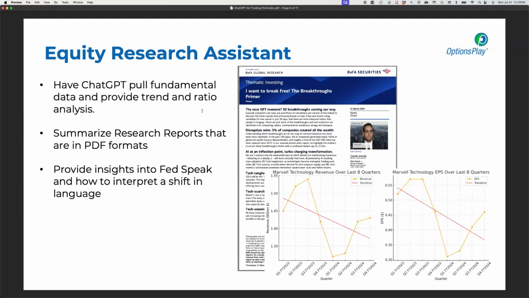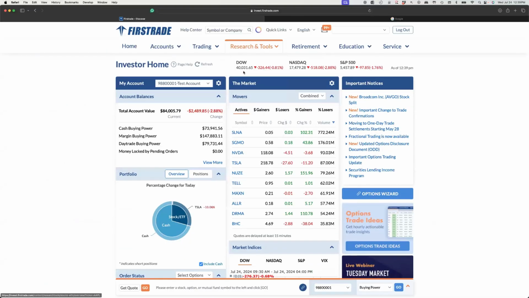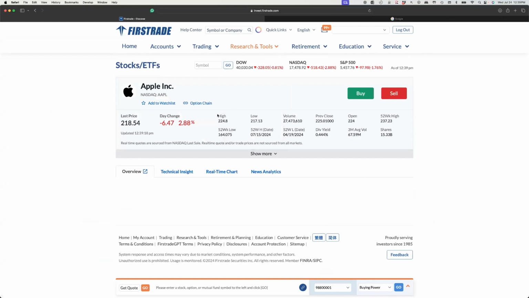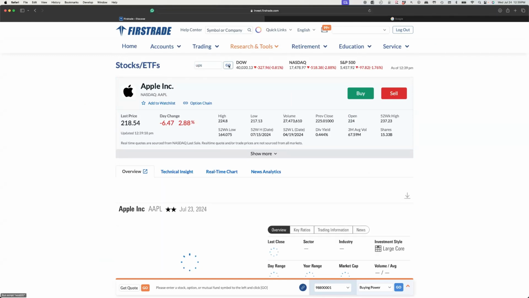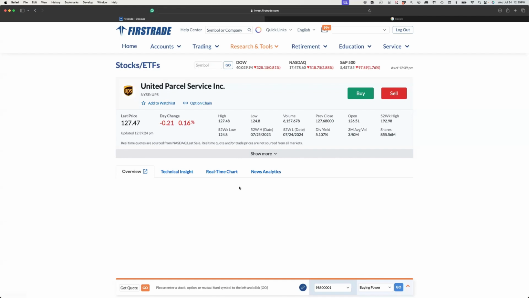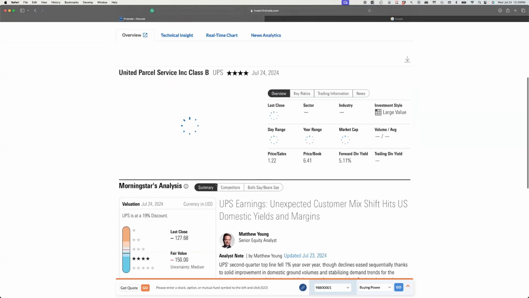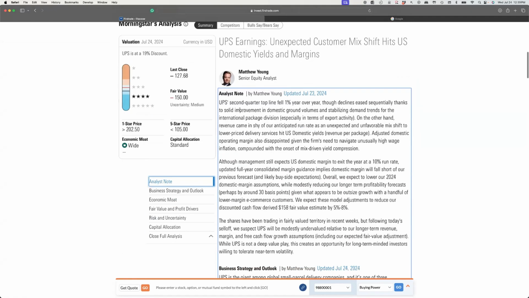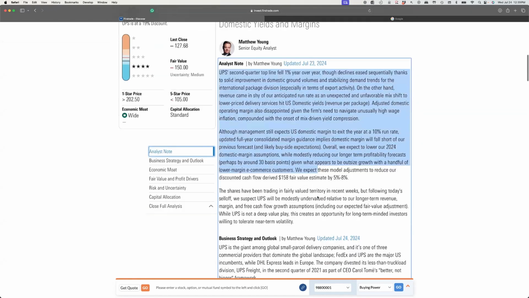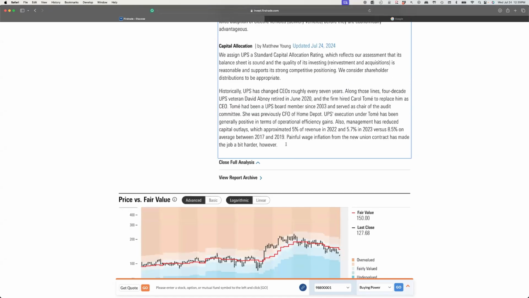The other thing it can help you do is summarize research reports. I was looking at the Morningstar research that you get with your First Trade account, right? So for example, let's look at UPS. UPS just reported earnings this morning. It certainly disappointed in some ways. So let's say you were looking at UPS, and as you can see, this was just updated yesterday. One of the things you can do is copy and paste the analyst notes that were just reported yesterday. There's a lot of notes, as you can see here.